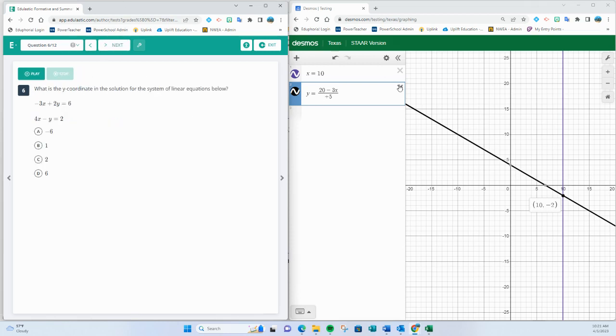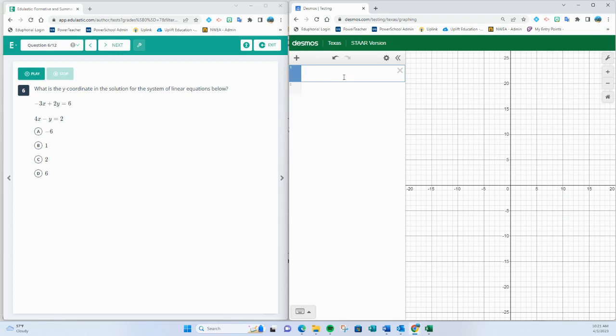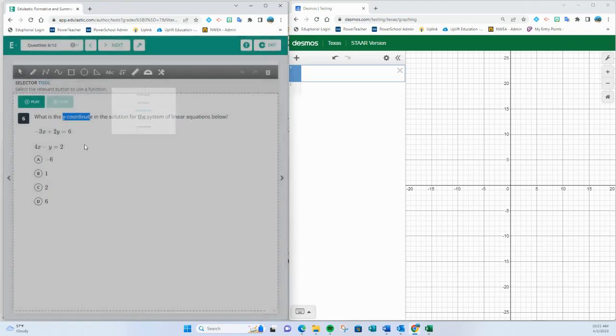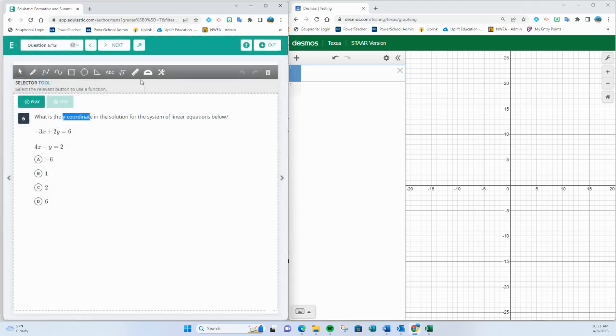For the next one, this is another systems one, but this time they only want the y coordinate. I guess I can do it by scratch pad to just make sure it's highlighted. The y coordinate is what they want for the systems.